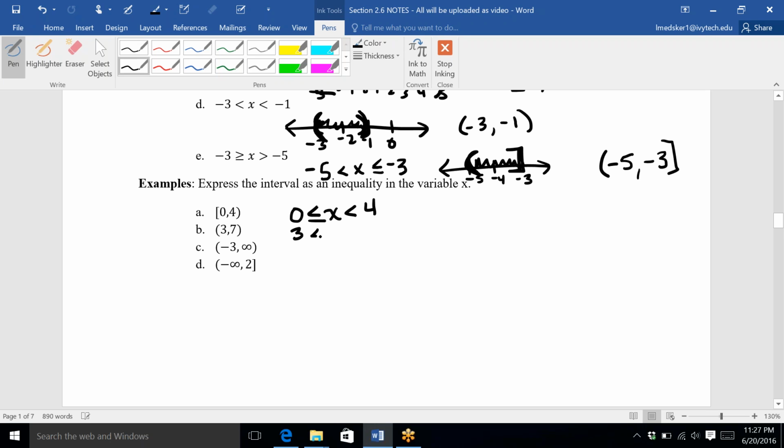Similar thing here, this would be 3 is less than x, which is less than 7, because both of those are parentheses. There are no equal to bars. When you have an infinity, you're either going to be completely greater or completely less than a number. So this is going to positive infinity, and it's a parentheses on the -3. So that would be x is greater than -3. This one's going to negative infinity, so we're shading to the left, or less than, and it's got the bracket. So x is less than or equal to +2.